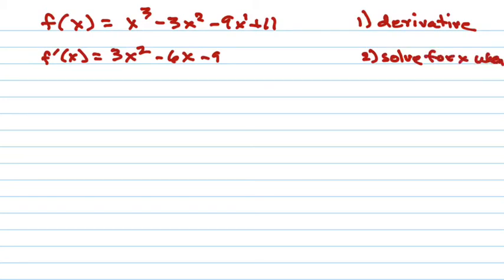When f prime of x equals what number? 0. Because we want to know those turning points. So we'll put in 0 in place of f prime of x. 3x squared minus 6x minus 9 equals 0. This is the second example.